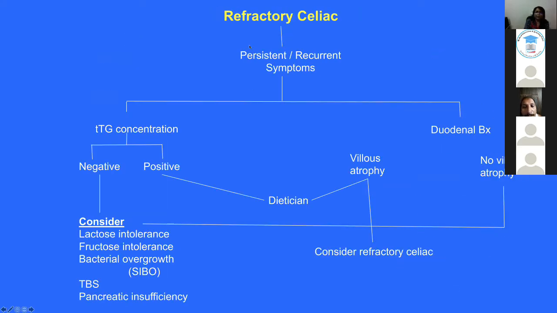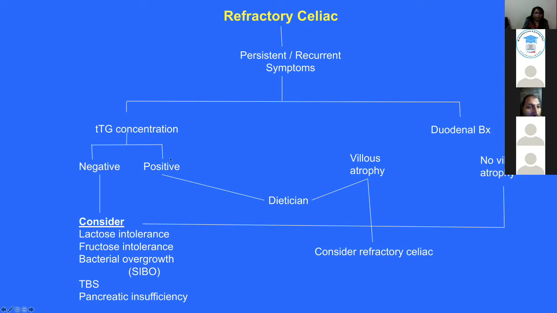What is the treatment of celiac disease? Basically, this is a gluten-free diet, which is recommended to these patients. But some of the patients get refractory celiac. What is refractory celiac? That is a disease in which the patient is already put on a gluten-free diet, but they have persistent or recurrent symptoms. In those cases, what we do, we get a TTG concentration done.